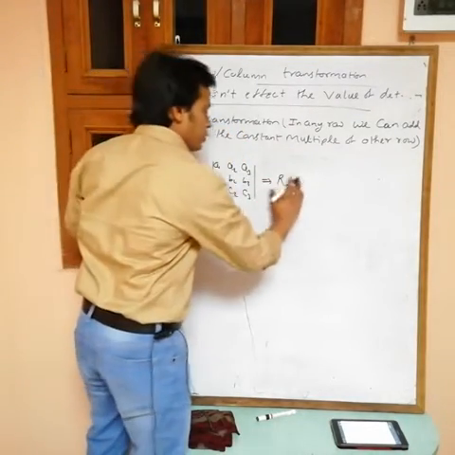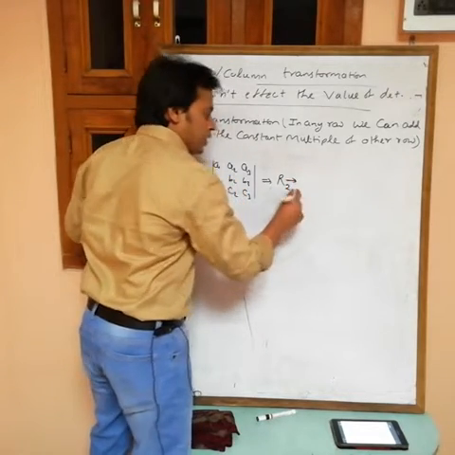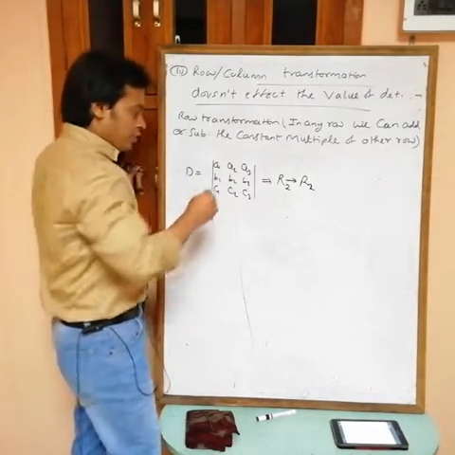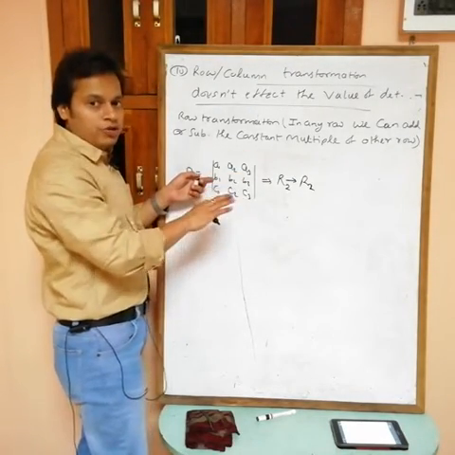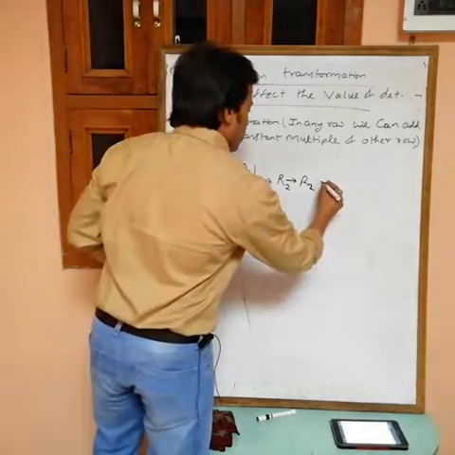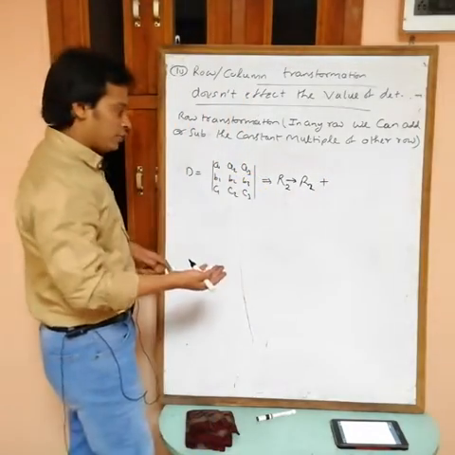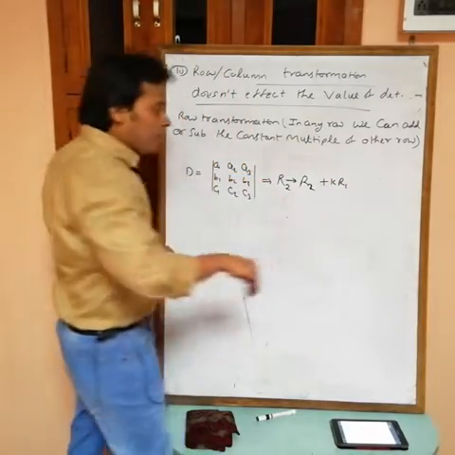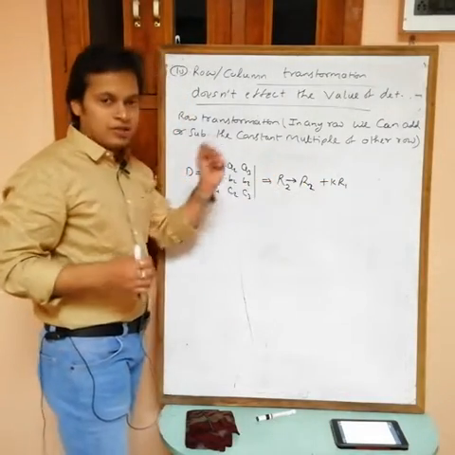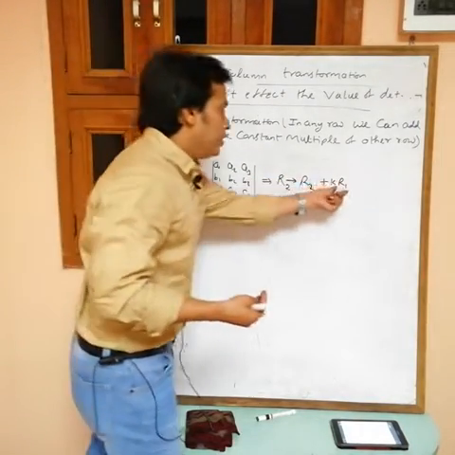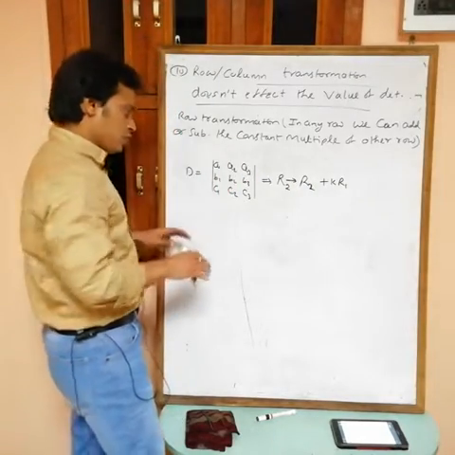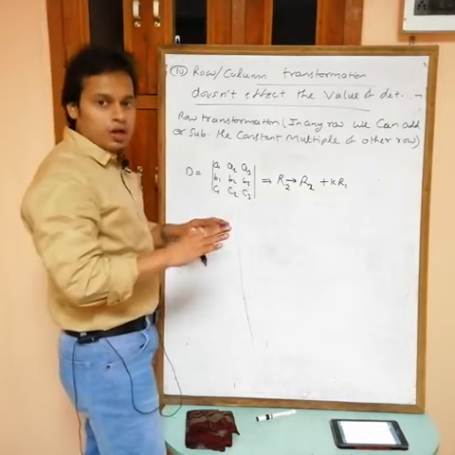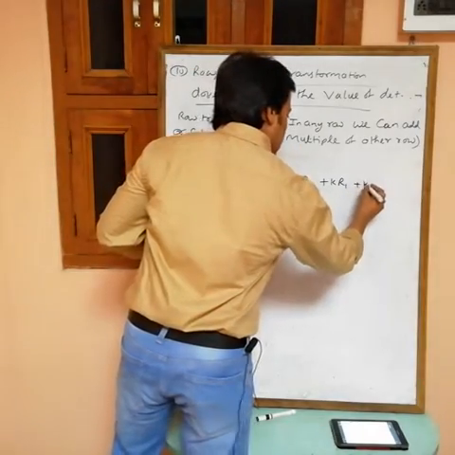So how to write this transformation? If you are changing R2, then always first write R2, because in R2 you can add or subtract a constant multiple of another row. Now, this is R1, so suppose k into R1. If k is positive, I am adding the constant multiple; if k is negative, then I am subtracting the constant multiple of R1 in R2. Also you can take R3. You can take any one or both, plus k dash R3.